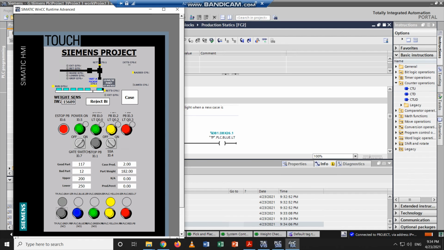When the bottles, or up to 5 or 10 bottles, have been filled up in the case, the blue indicator light comes on to show that one case or a new case has been produced, and then the case production here increases by 1. Now I'm going to run the system.